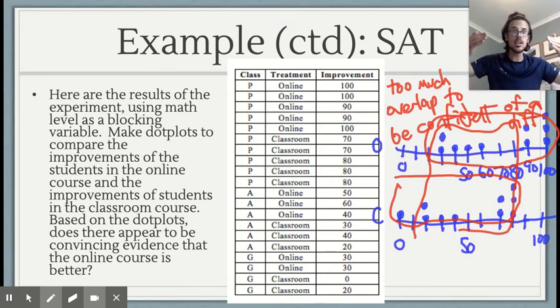So when your data is spread out, that's a lot of variability. We've talked about that before. Variability is not our friend in experiments because when you're more spread out, it's more likely you're going to have that overlap and then your results aren't going to be convincing.